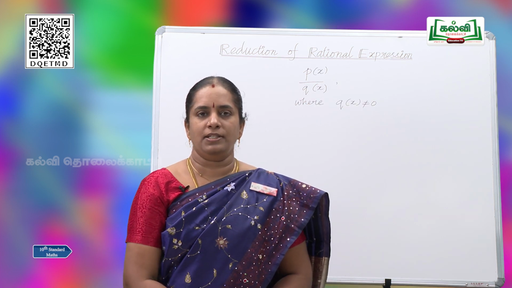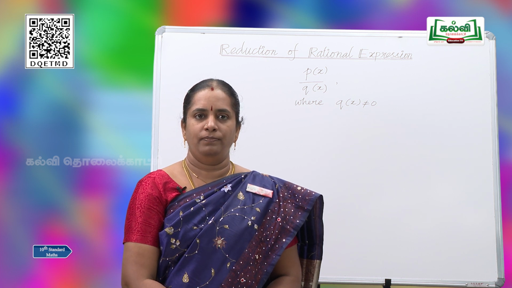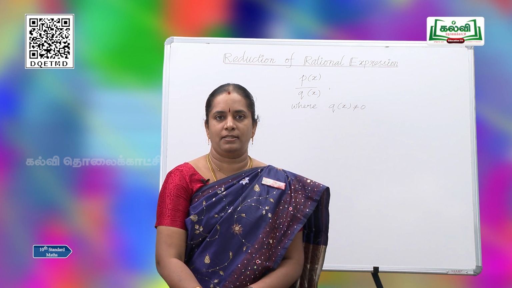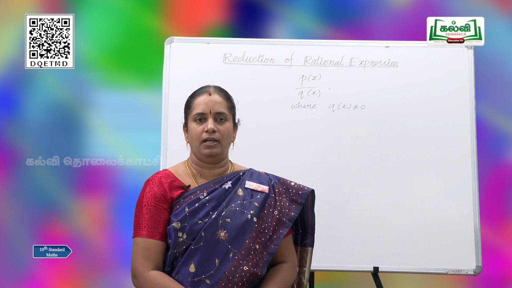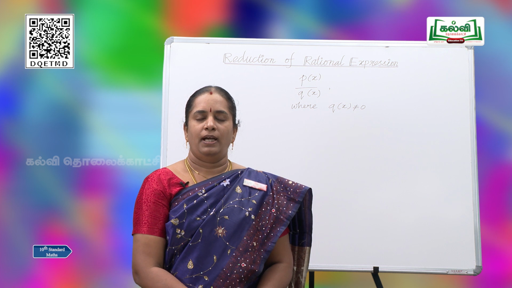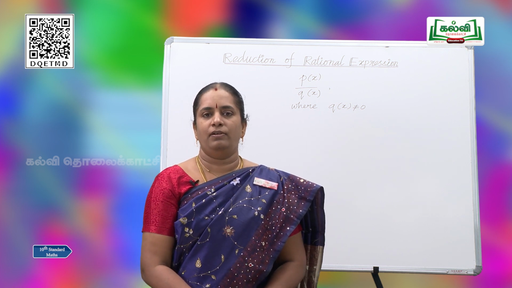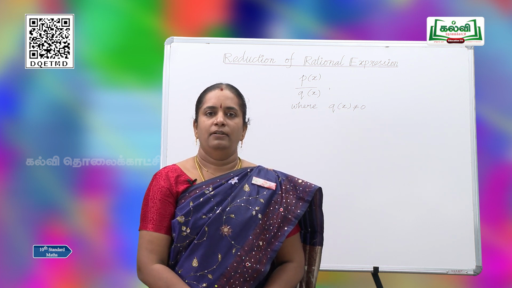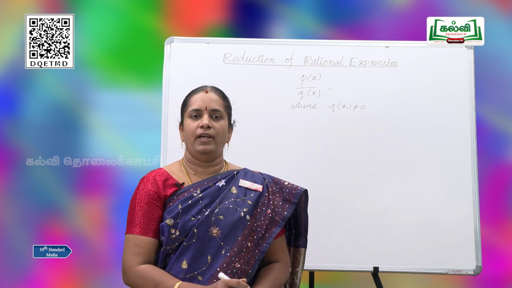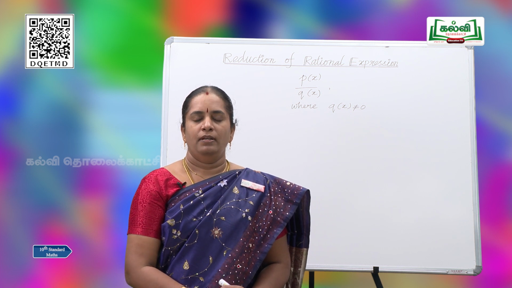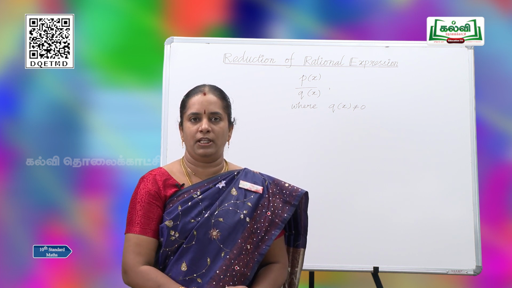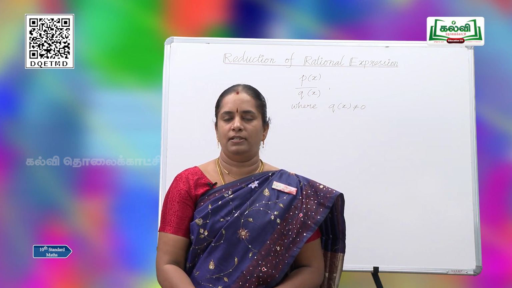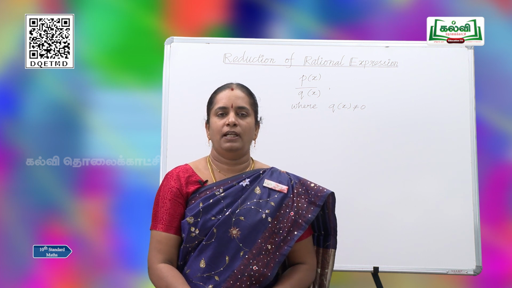You know that a rational number is of the form p by q. Likewise, a rational expression is of the form p of x by q of x, where p of x and q of x are polynomials and q of x must not be equal to 0. If q of x becomes 0, then we are going to exclude the value where q of x becomes 0. For what value of x q of x becomes 0, those values are considered to be the excluded value for this rational expression. Okay. Now, let us go.